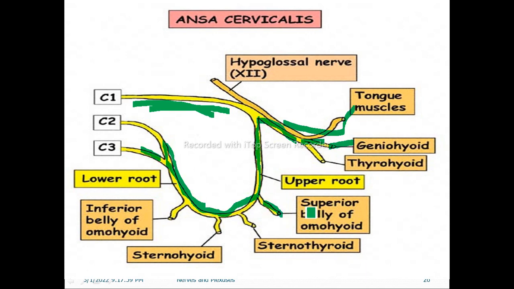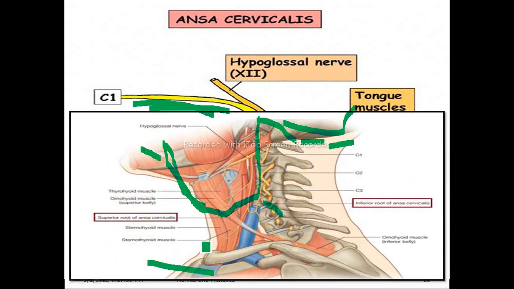The first is the branch to the superior belly of omohyoid. The second is the branch to sternothyroid muscle. The other is the branch to sternohyoid muscle, and the branch to inferior belly of omohyoid. These are the branches of ansa cervicalis, which supplies four types of muscle, if you consider the superior and inferior bellies. So this is about the ansa cervicalis, and this is the loop of ansa cervicalis here.